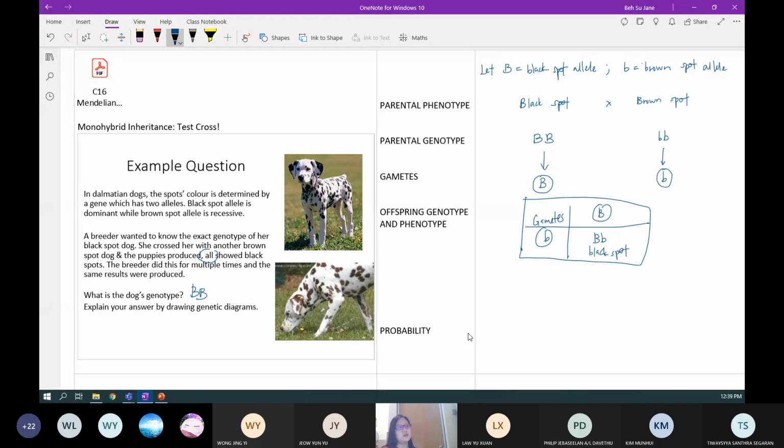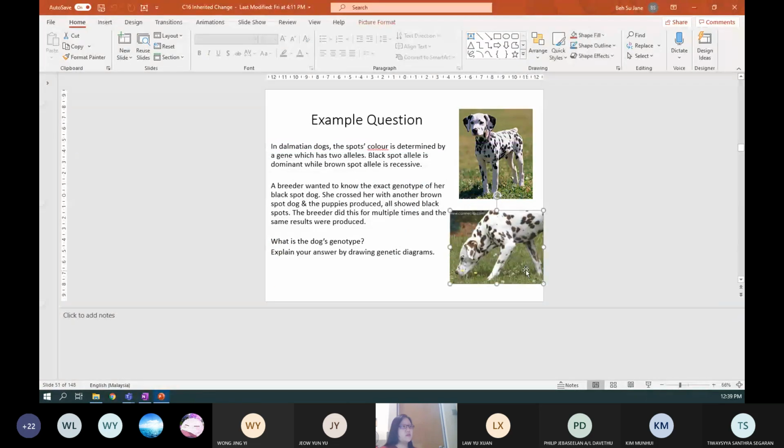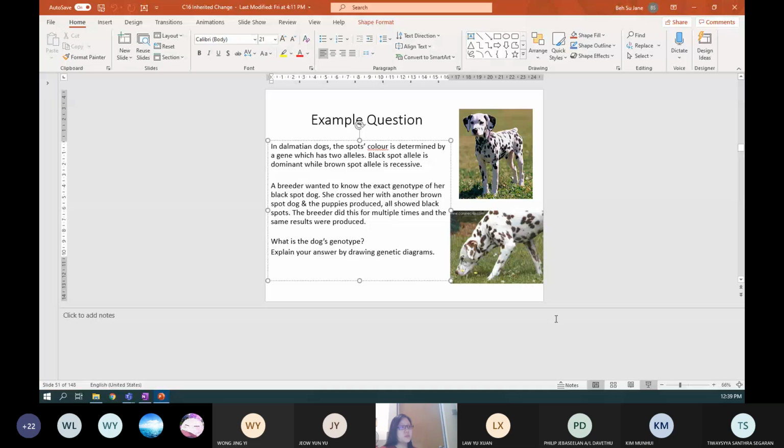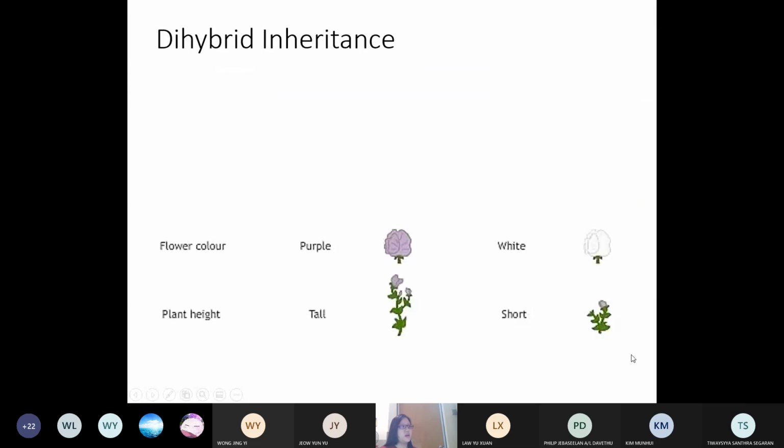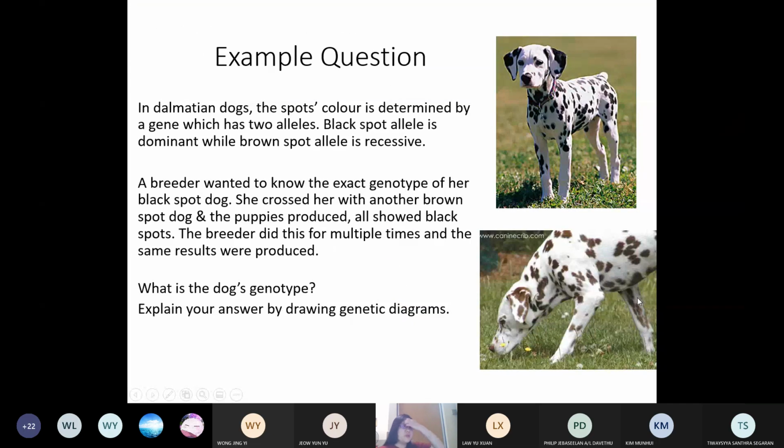So the probability is, okay, again, they didn't ask, but usually in exam, they will ask very specific questions. But now we're just going to briefly describe our data, which is all dogs are black or have black spots. And this proves your genotype right here. Yay, well done. So that is monohybrid cross, that is test cross.